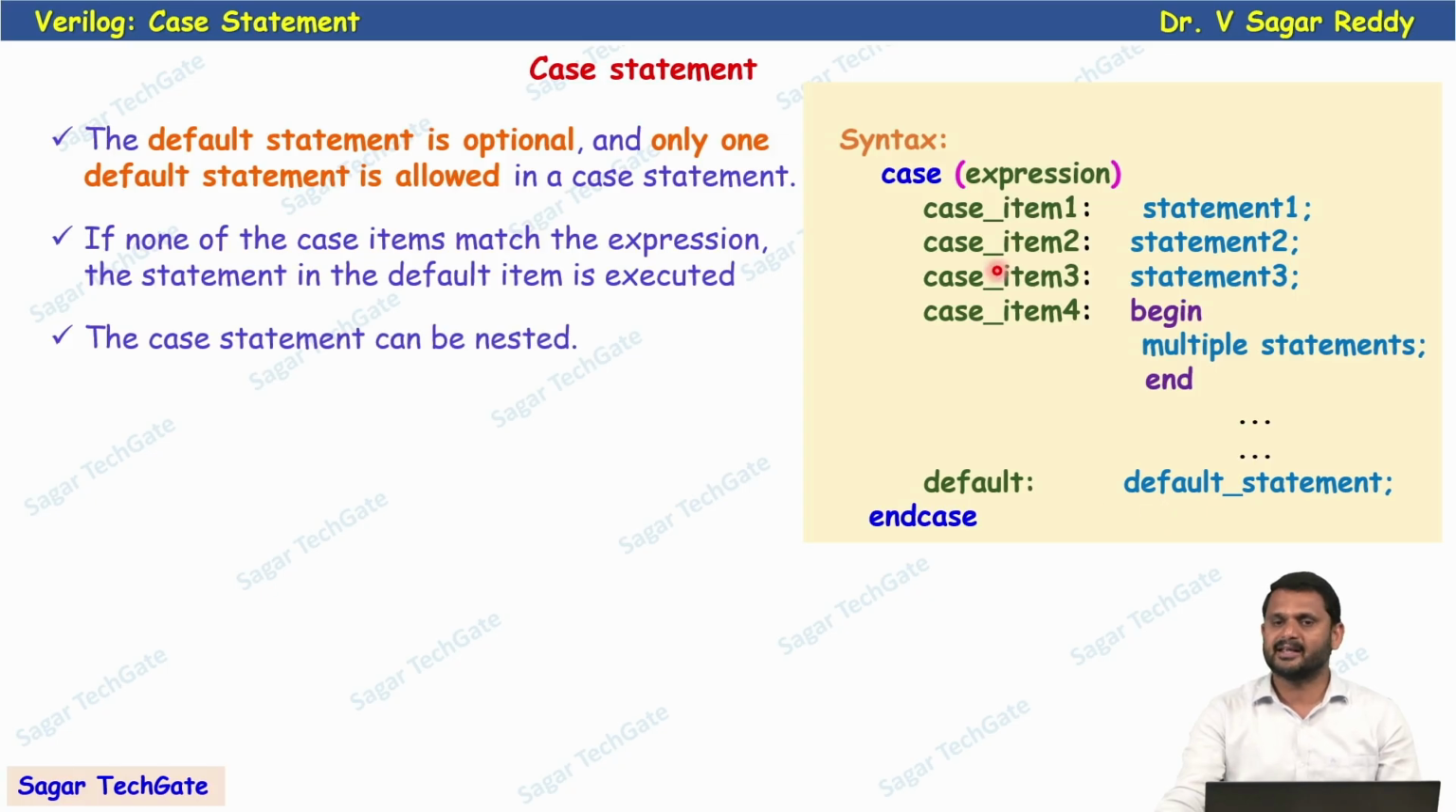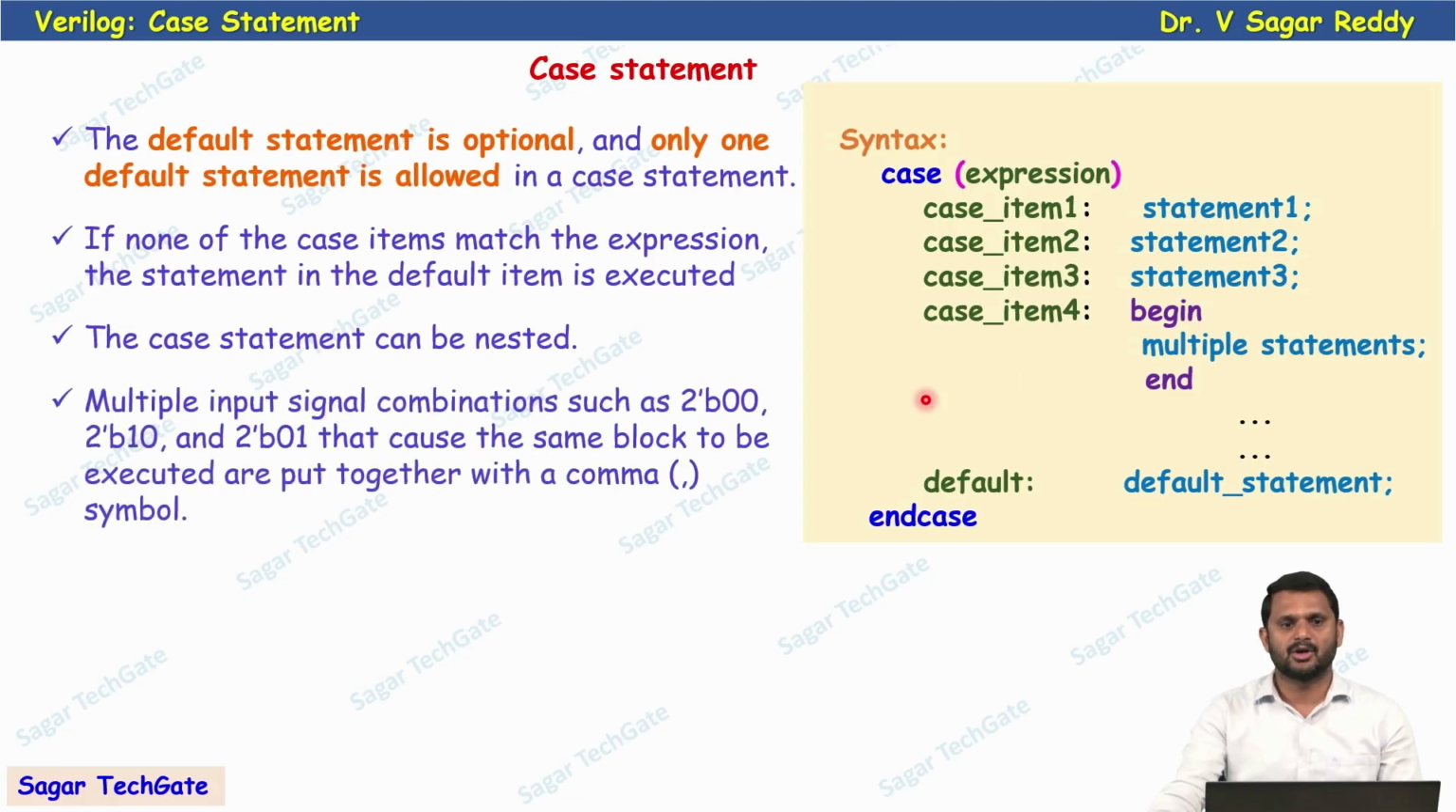The case statement can be nested. We can write one case statement inside another case statement also. Multiple input signal combinations such as 2'b00, 2'b10, 2'b01 that cause the same block to be executed are put together with a comma symbol.